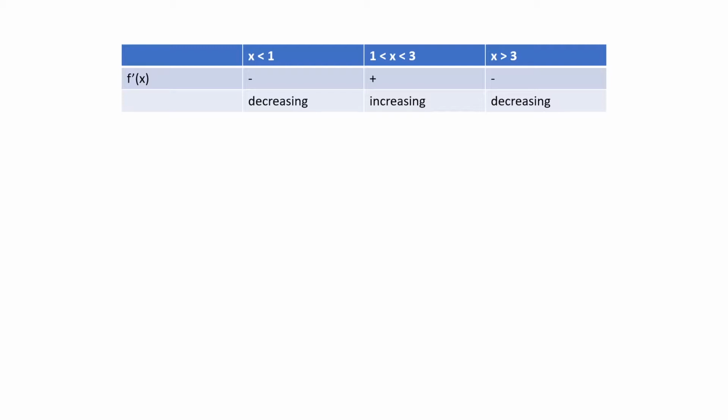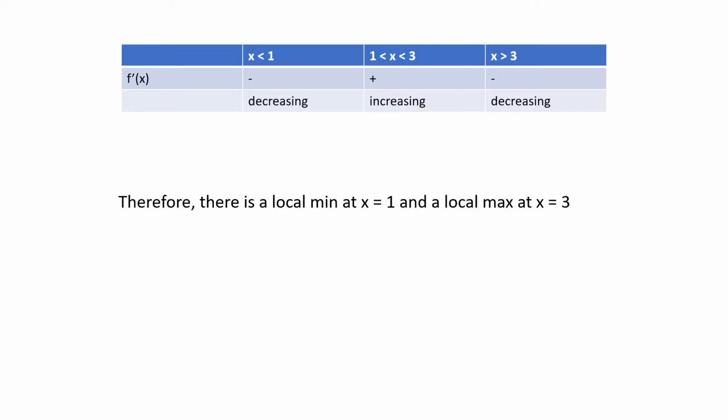By looking at a random point in each interval, we can see if f of x is increasing or decreasing on that interval. If the derivative is negative, as for x less than 1, it's decreasing. Then it's increasing between 1 and 3, then decreasing again when it's larger than 3. As a result, we know that there's a local min at x equals 1 and a local max at x equals 3.